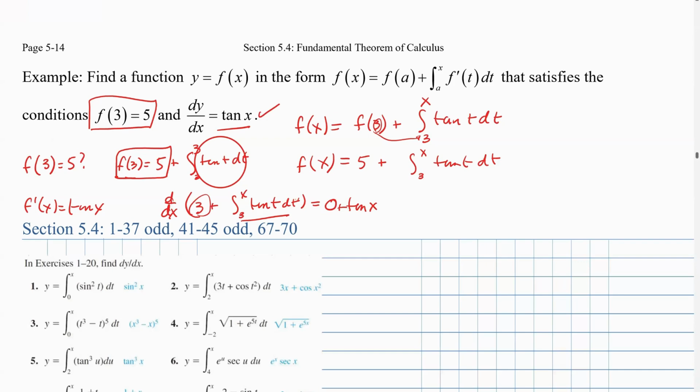I can create any expression as long as I know where it starts and how it changes. Now you're like, but this is awfully awkward. Shouldn't I find the antiderivative of it? Maybe. Do you know what the antiderivative of tangent t is off the top of your head? Not yet. We'll get there. That concludes today's lecture.